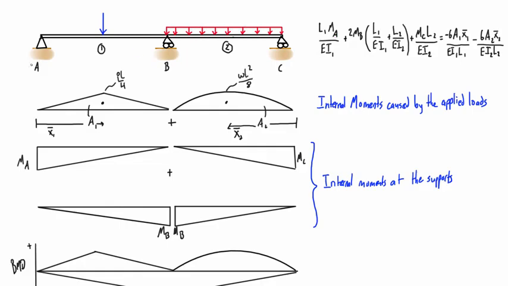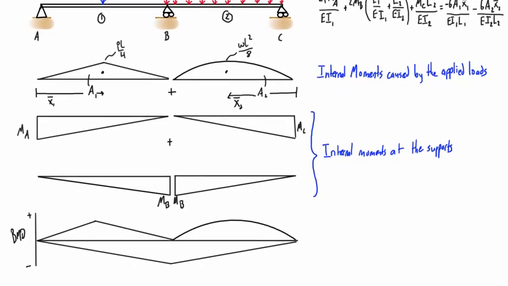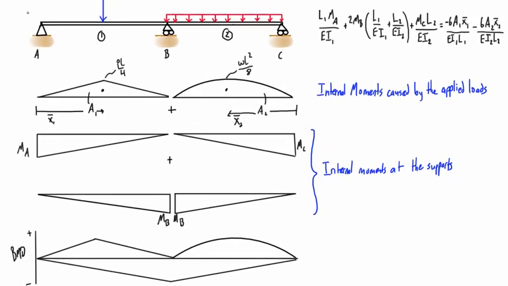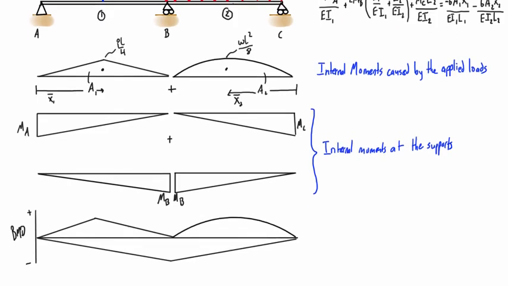In this example, we know that MA is 0, MC is 0. So the only real unknown in this whole expression would be MB. You would calculate for MB, and once you know MB, you would know the internal moments at A, B, and C. And if you've watched the slope deflection method problems, then from here on it becomes exactly the same method.